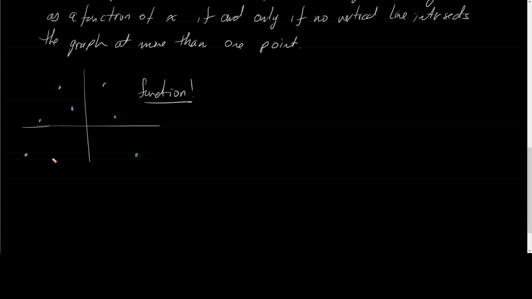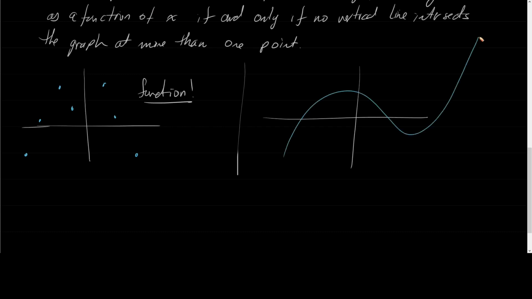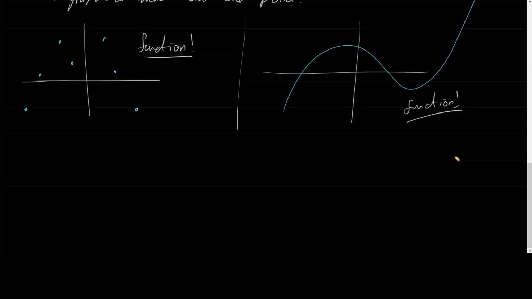Normally we don't look at functions like that, so let's look at a different example. Let's say something like this. That's a function, right? Because there's no vertical line that can be drawn that would pass the graph at more than one point, all right?